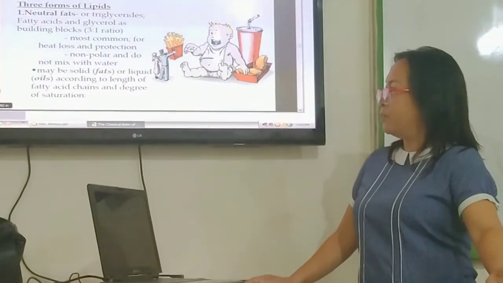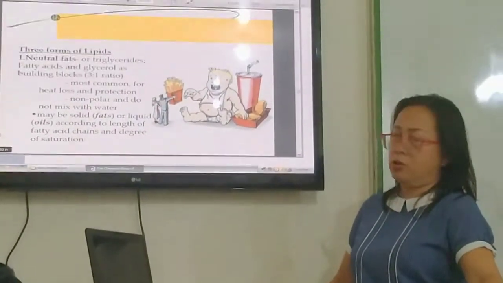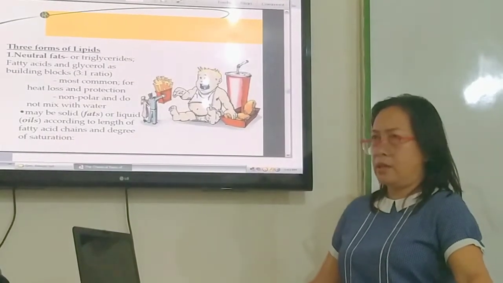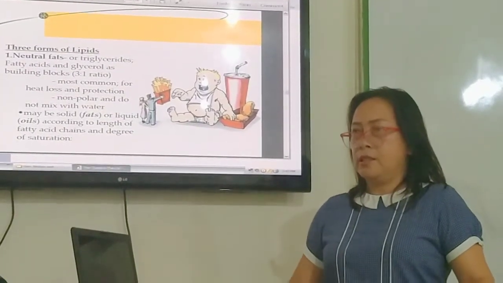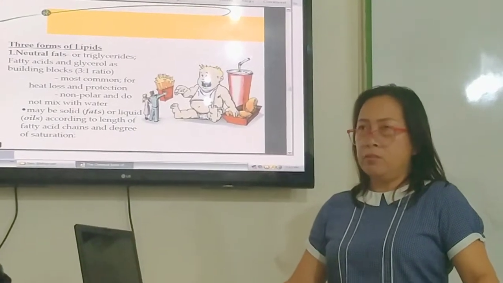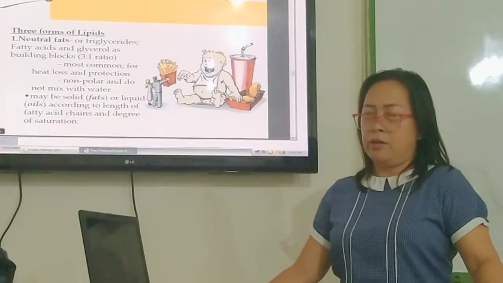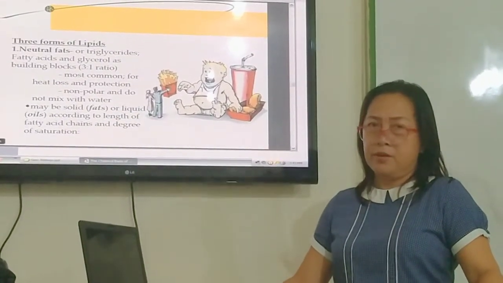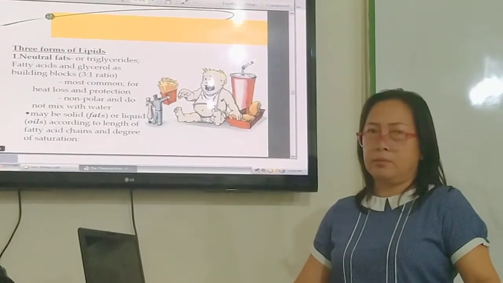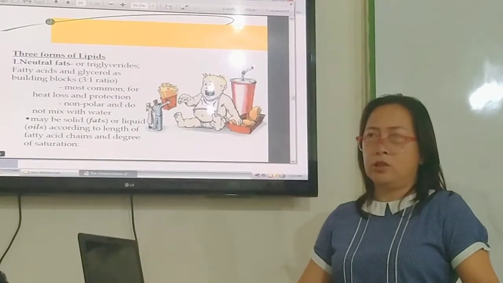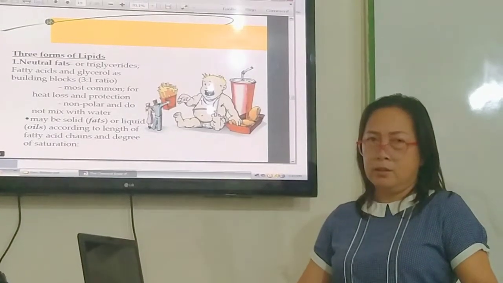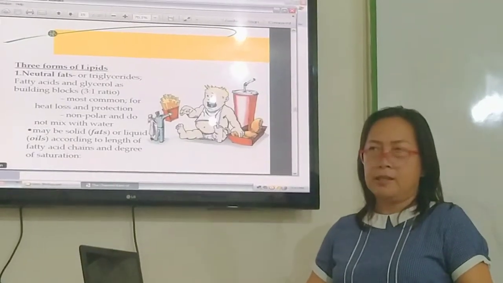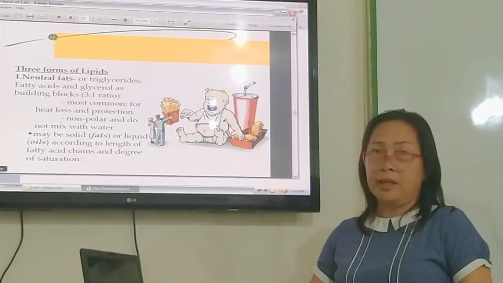Now, what is this for? This is for heat loss and protection. So, of course, this is a long-term use, a long-term reserve energy for living things. It's long-term, okay? Unlike the glycogen, it's short-term only for energy use. But this fat, or neutral fats, is a long-term source of energy.